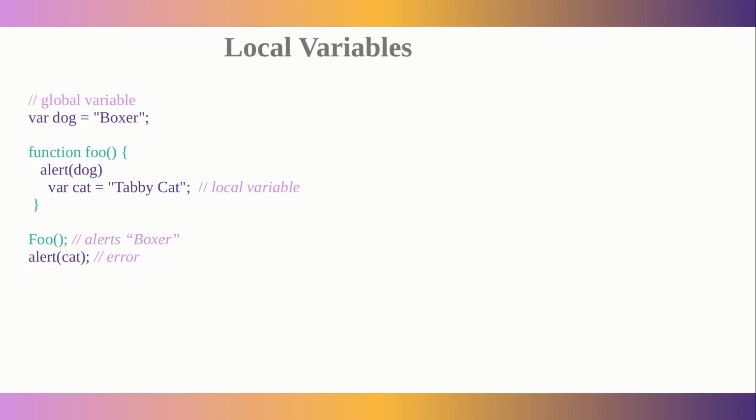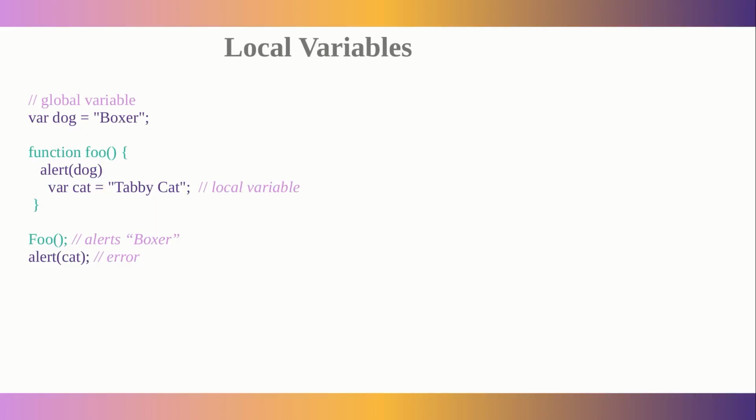And let's have a look at a very simple example. In our example, var dog is a global variable which will be available to all functions in our script. And in this case, it is available to function foo.